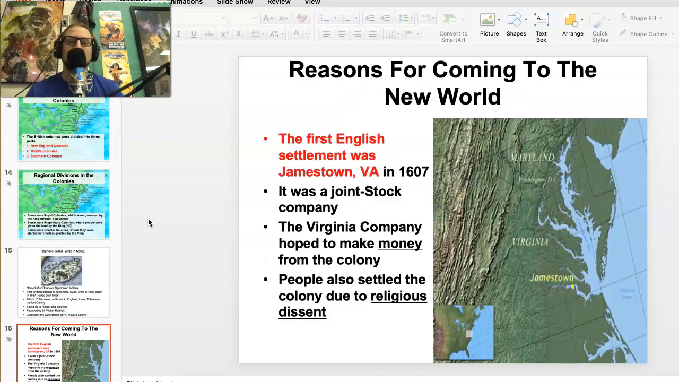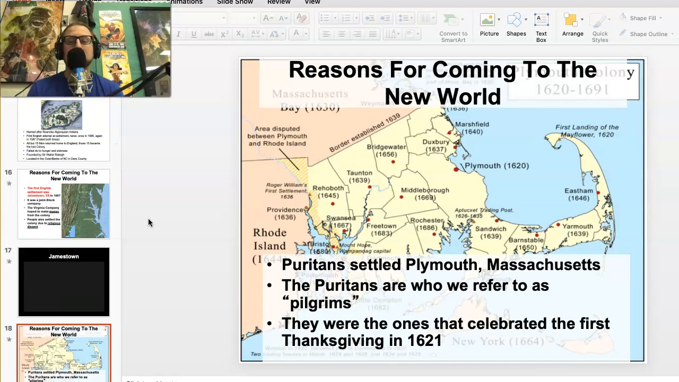So since Roanoke failed, the first successful British settlement in America was actually Jamestown, Virginia. It says it's a joint stock company. That means that things were sold there for profit. Skip any videos. What you're going to see with Jamestown and with all these early colonies is there's going to be division in the ranks. Now, Jamestown was more a business. I mean, yes, people lived in Jamestown, Virginia, but the focus of it was to make money for the King of England.